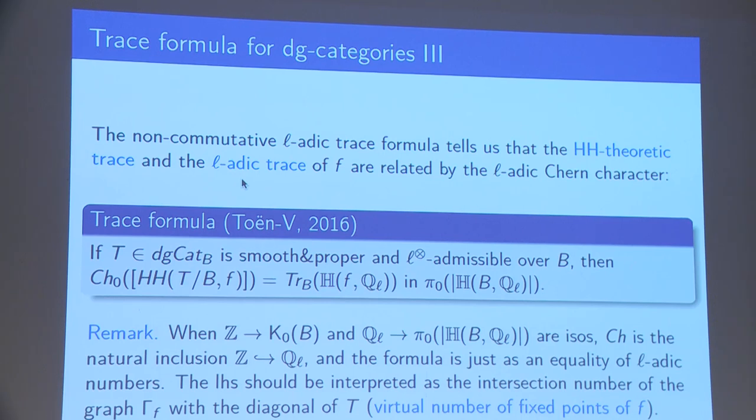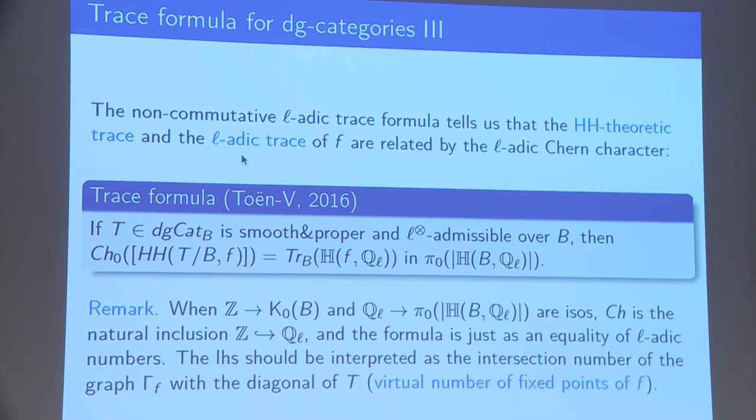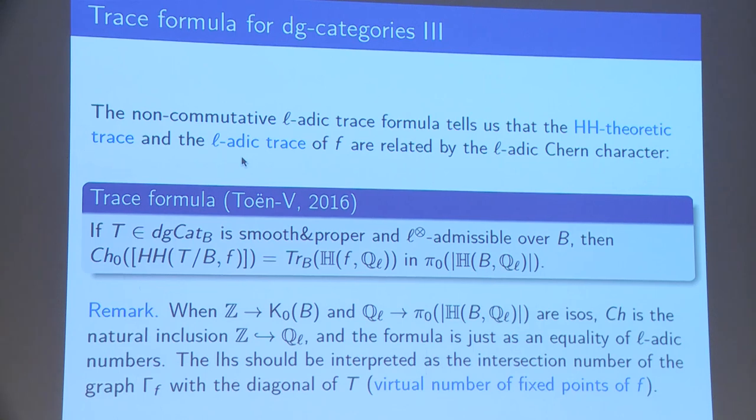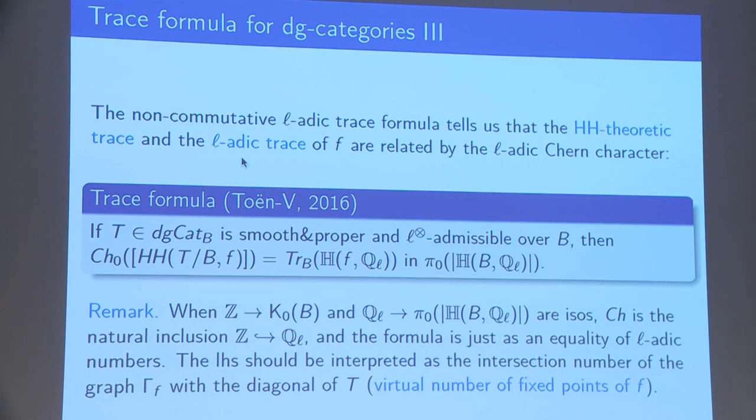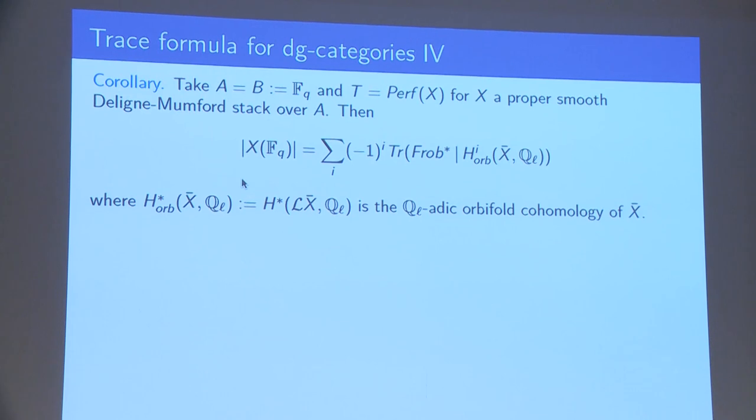And an intuitive way to see this formula is that the left-hand side, the HH-theoretic trace, is the virtual number of fixed points of F, because it is the intersection number of the graph of F with the diagonal. So in some sense it's counting the fixed points in a virtual sense. So let me give you a corollary here.